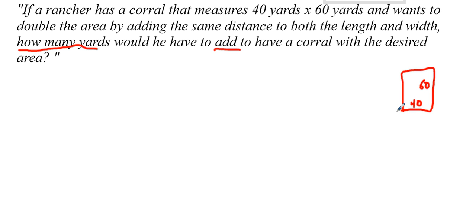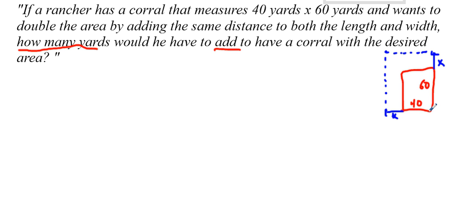So I'm going to add a distance. Now I don't know what this distance is yet, so we're going to call it x. And add the same distance to the width. So this distance and this distance will be the same, so we'll call them both x. And just fill this in. This will be the desired new corral that will actually double the area.